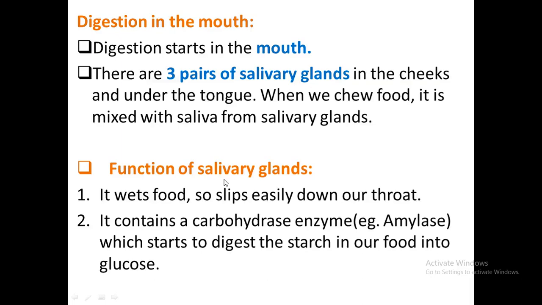So what are the functions of the saliva? Saliva makes the food soft and slippery, so food slips easily down our throat. And the second function is that it contains a carbohydrate enzyme like amylase, which will help to digest the starch in our food into glucose.